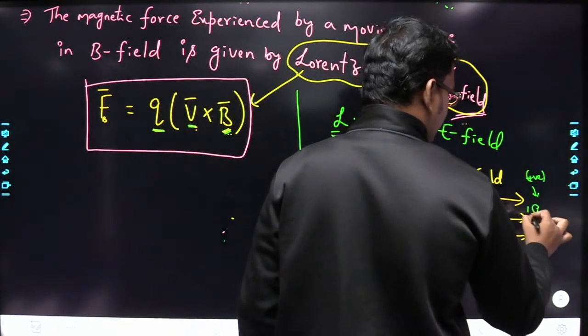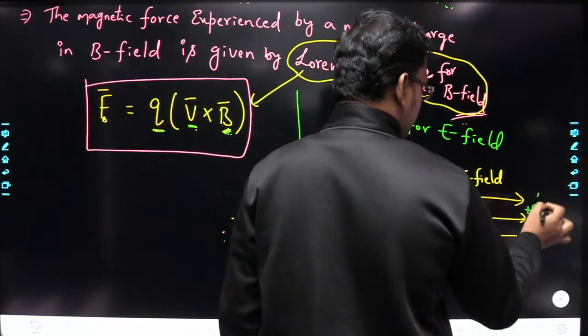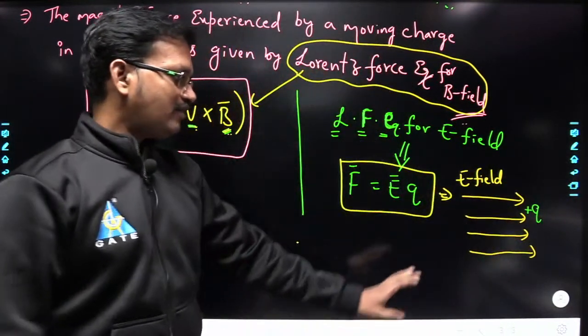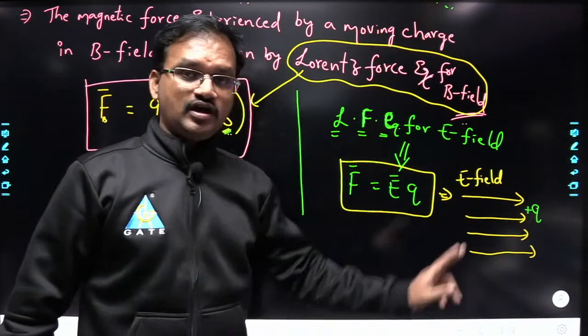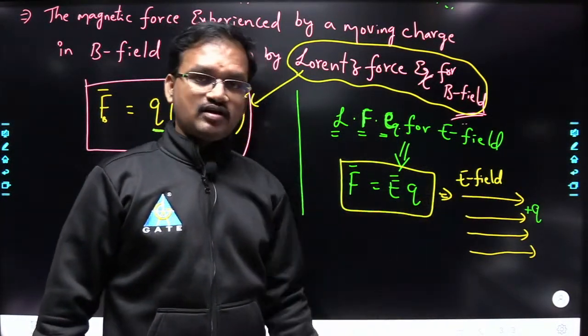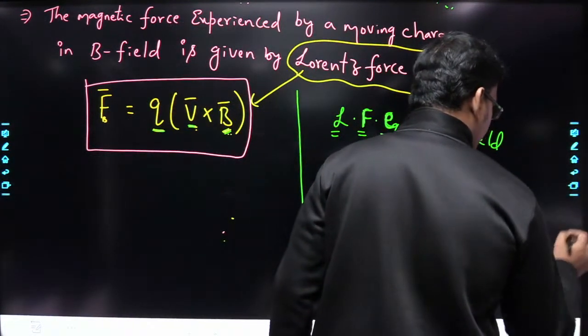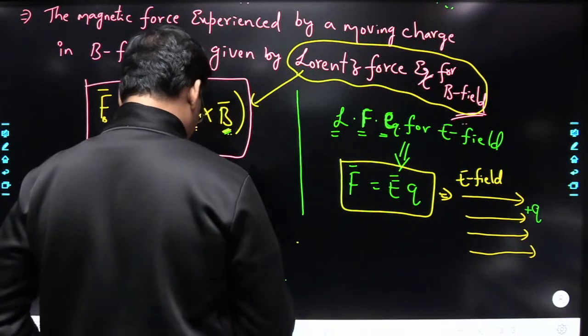Understood? I can represent it simply with plus Q. So you have to understand that it is a positive charge. Whenever I place a positive charge in an electric field, it is going to experience a force in which direction? Along the direction of the electric field, yes or no? Along the direction of the electric field.